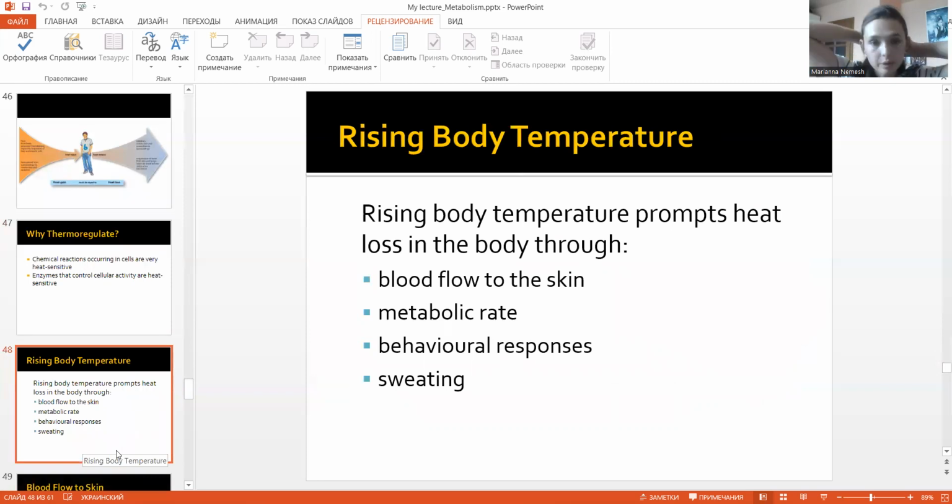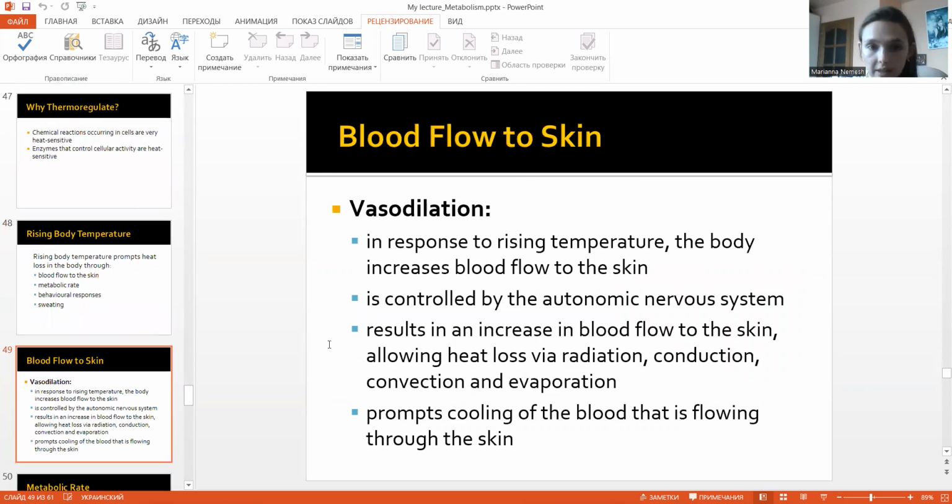Rising body temperature promotes heat loss in the body through blood flow in the skin, through the metabolic rate, through the behavioral response, and through sweat. So when we talk about blood flow to the skin, what will happen? In a situation when the temperature is going to rise, the vessels of the skin will be in a condition of vasodilatation.